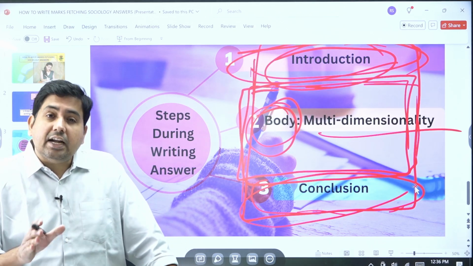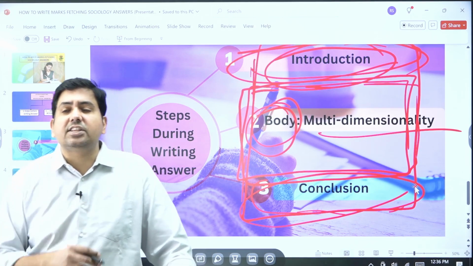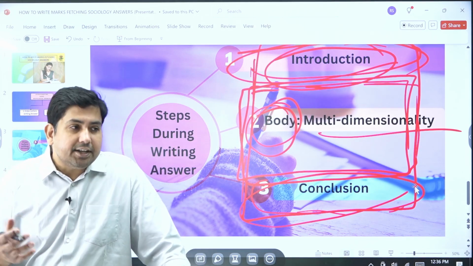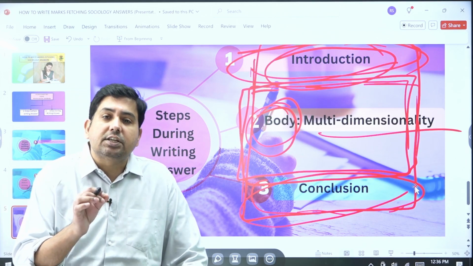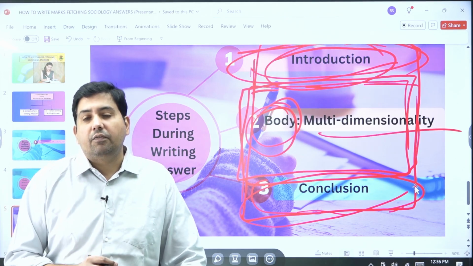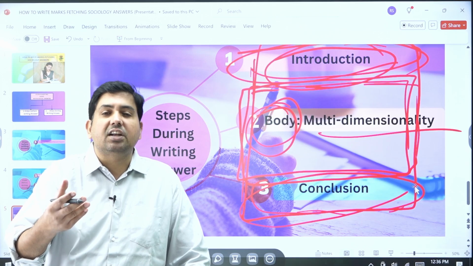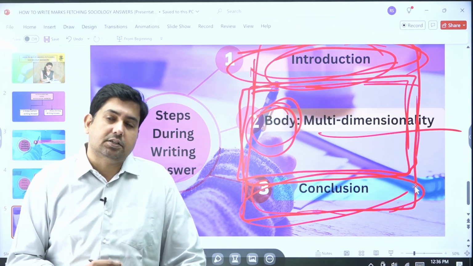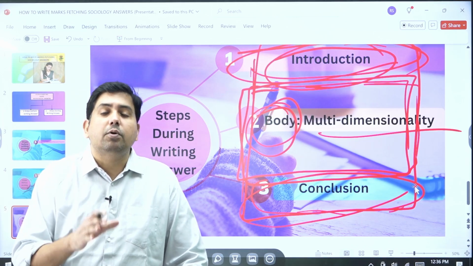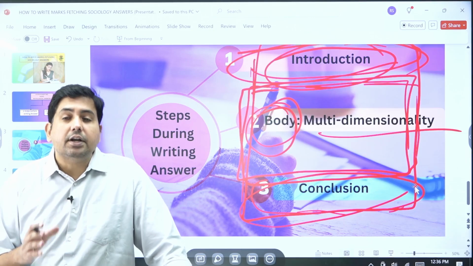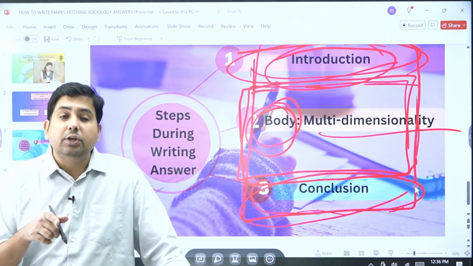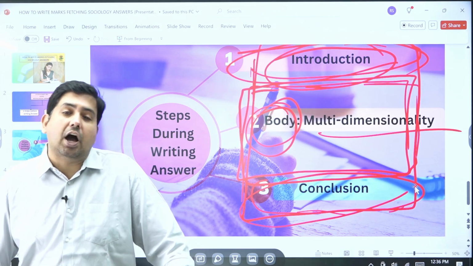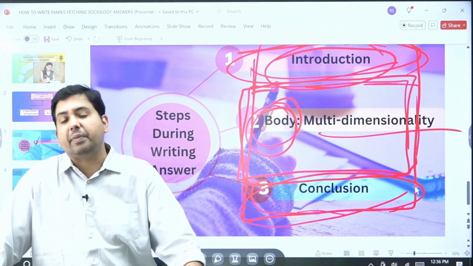Also, you will find that from time to time, various international agencies or Indian agencies keep publishing various reports, various data. They keep providing their various viewpoints on various topics. So their reports, their viewpoints, their data are very good raw material for you to substantiate your answer related to such topics.